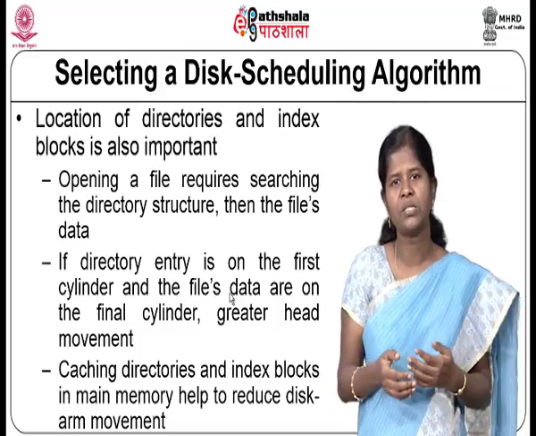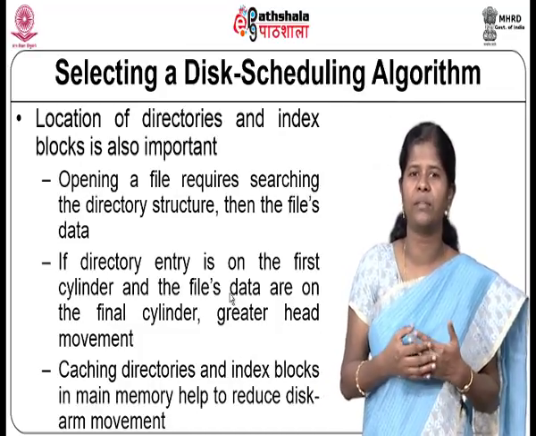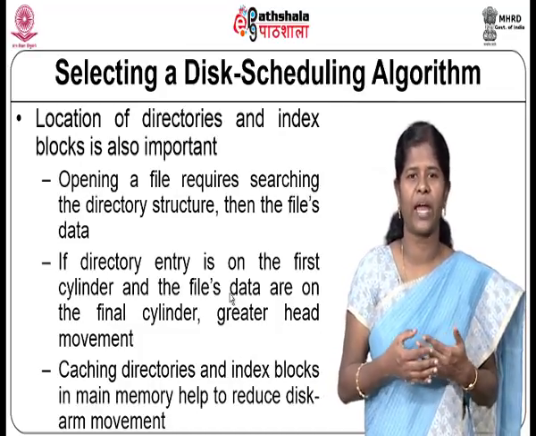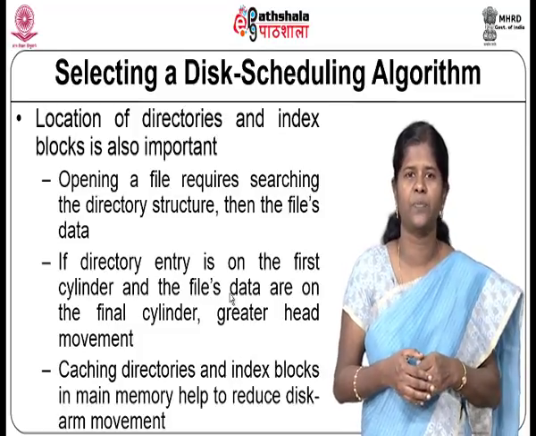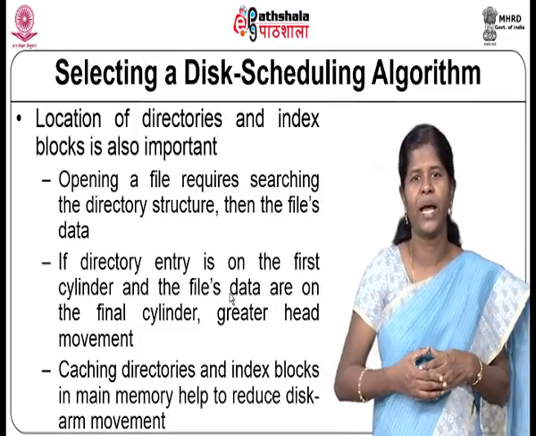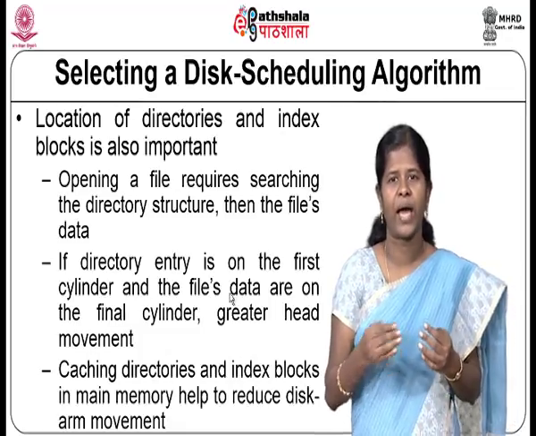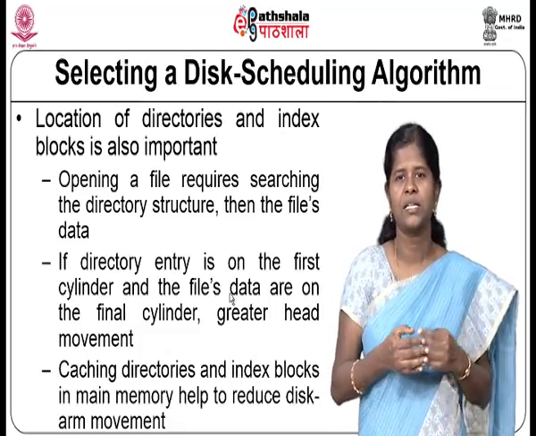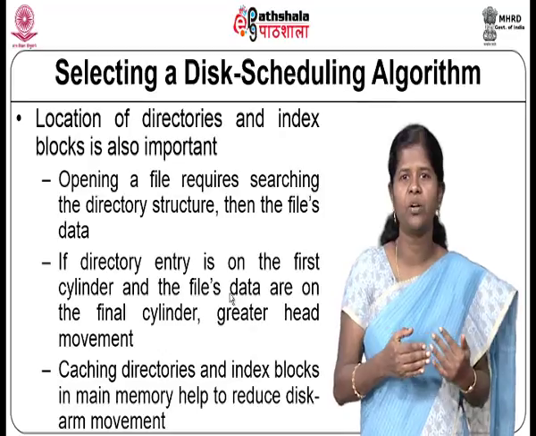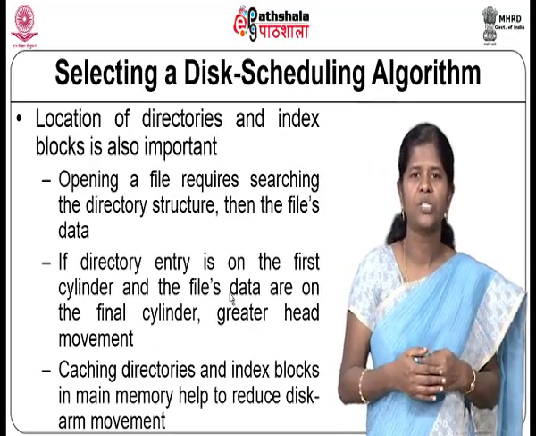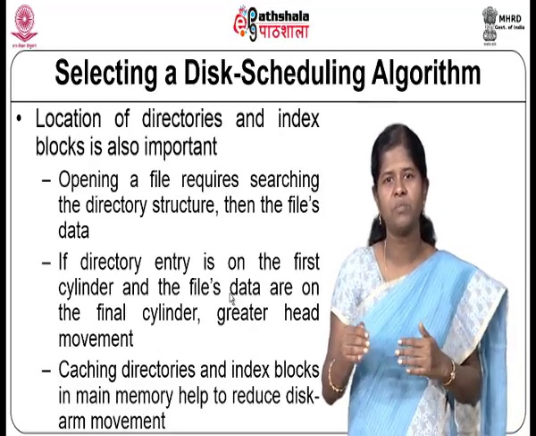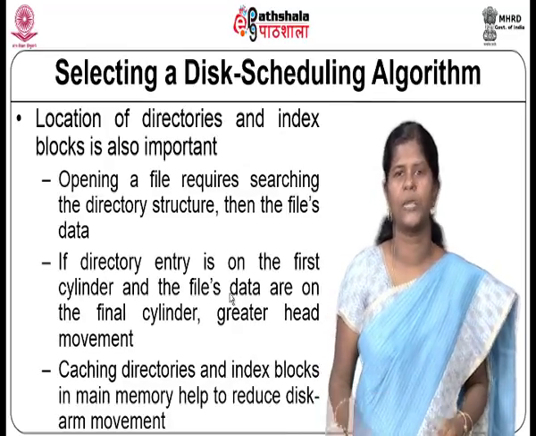So, to reduce this, one thing that can be done is to go for caching directories and index blocks in main memory. So, that when you are trying to access the directory contents, you will have that present in the main memory, you do not have to go and access the disk. So, this will reduce the disk arm's movement or the disk head's movement to a certain extent.